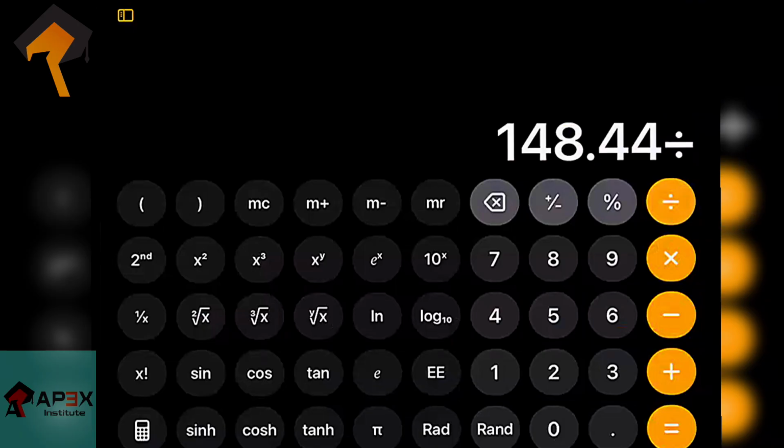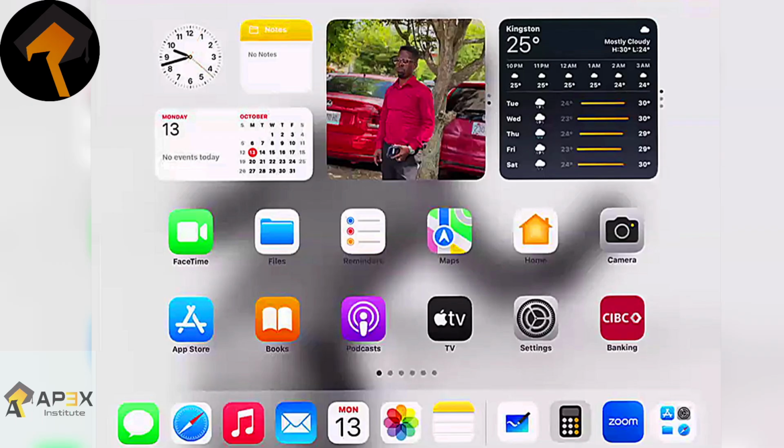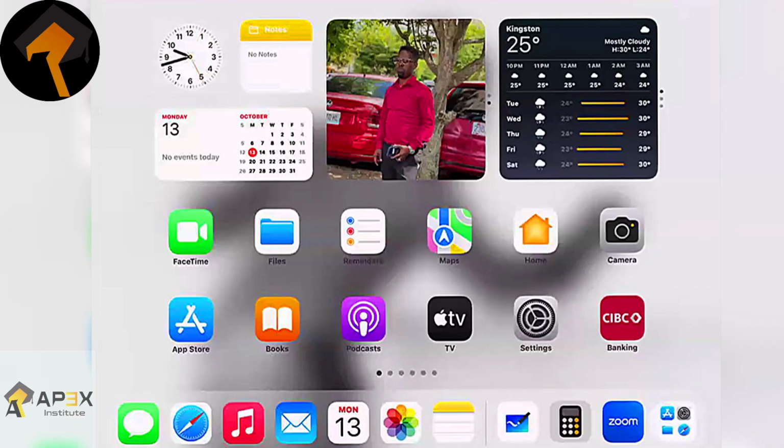148.44 divided by 2.5, and you realize that we need approximately 59. 59 is the amount that we need, but if we get 60, it won't hurt. Maybe we have a damaged one and we need to fix it, but essentially we need approximately 59 boards to really tile out the entire floor.